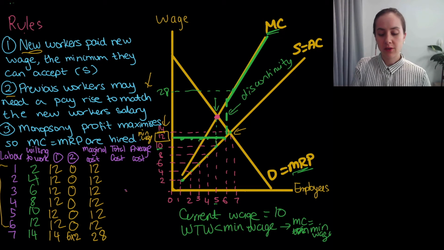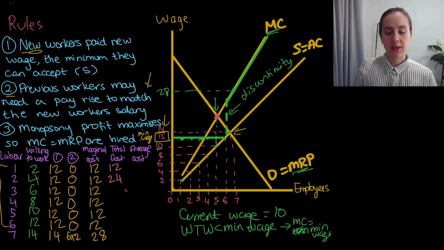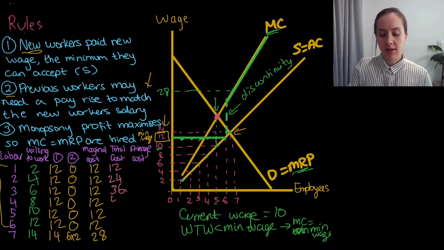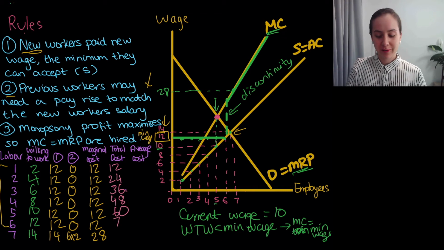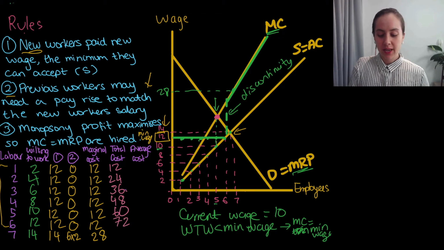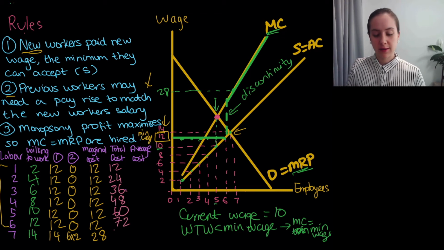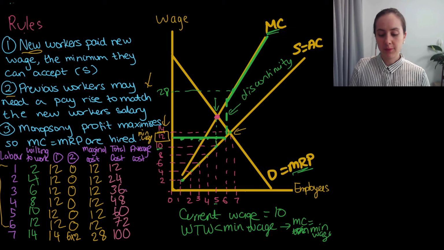So the first person cost 12 to hire. And the second person, another 12 to hire. So the total cost is now 24. Add another 12 and you get 36, 48. This next worker cost another 12, which is 60, another 12, which is 72. And now you've got to add 28. So this is now 100.